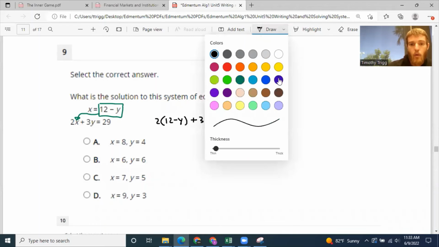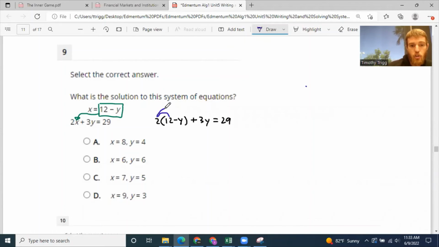What do I do next? Well, hopefully you see I would distribute this 2 into this parentheses, giving us 24 minus 2y plus 3y equals 29. We can combine the -2y and the plus 3y. You can combine those to give us positive 1y. We still have a plus 24 here equals 29. Go ahead and finish solving for y here. And once you get the value of y, find the value of x by replacing y in this first equation with whatever you get when solving for y here.